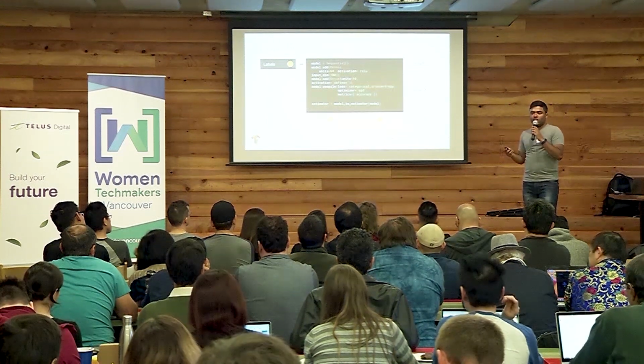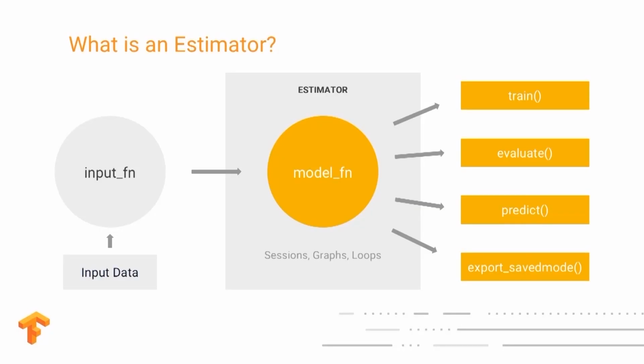Estimator gives you the ability to make sure that your model can run everywhere and a lot more functions on top. So this is an estimator. Estimator basically gives you a wrapped function around your model. With that, you can pass in input data, and you can train it on that. You can evaluate that model. You can predict directly right there. And you can export the saved model.